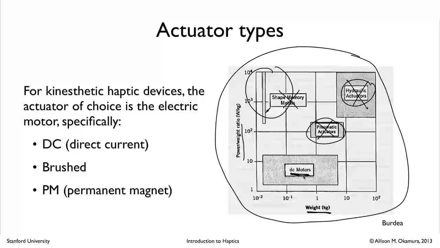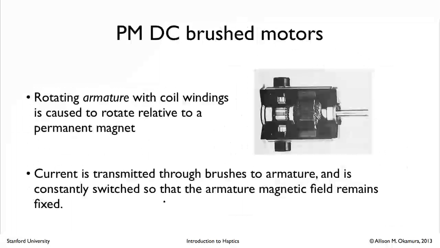So for kinesthetic haptic devices, the actuator of choice then is the electrical motor. It's a DC or direct current motor as opposed to an AC or alternating current motor. They're brushed, and we'll see what that means in a minute, and they have permanent magnets. So a DC permanent magnet brushed motor. So what does such a motor look like inside?